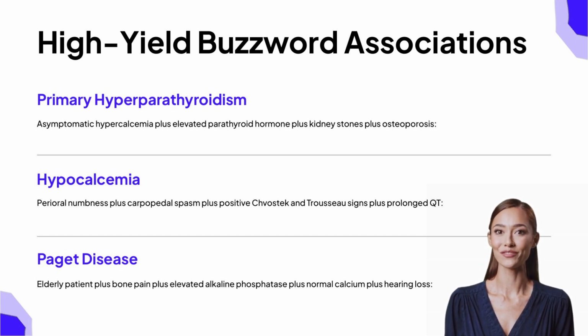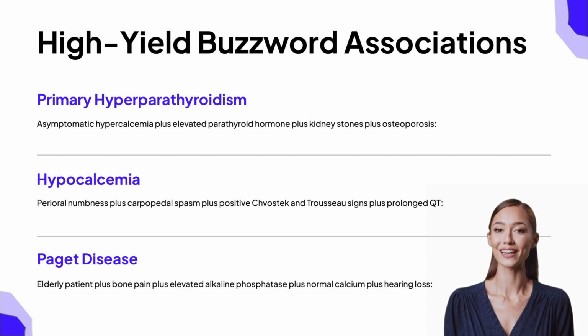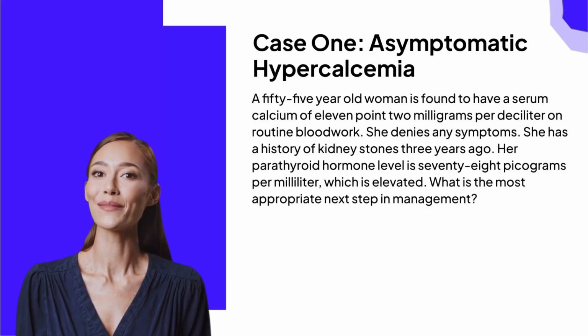For Paget disease of bone, think of an elderly patient with bone pain, especially in the skull, spine, or pelvis. The key lab finding is markedly elevated alkaline phosphatase with normal calcium and phosphorus. They may have hearing loss from skull involvement or high-output heart failure from increased bone vascularity. Commit these patterns to memory. They are tested repeatedly.